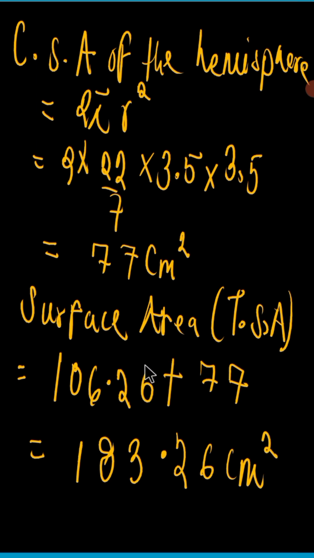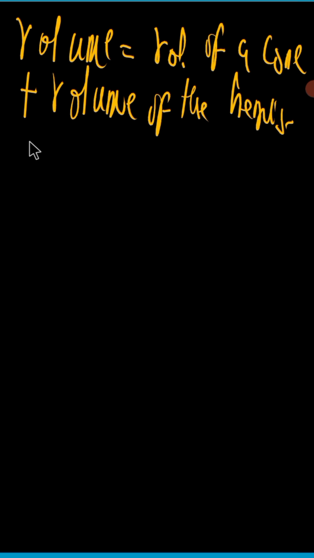That is the surface area, the same thing as total surface area of the solid shape. Let's now go to the volume of the shape. The volume will be equals to volume of a cone plus volume of the hemisphere.